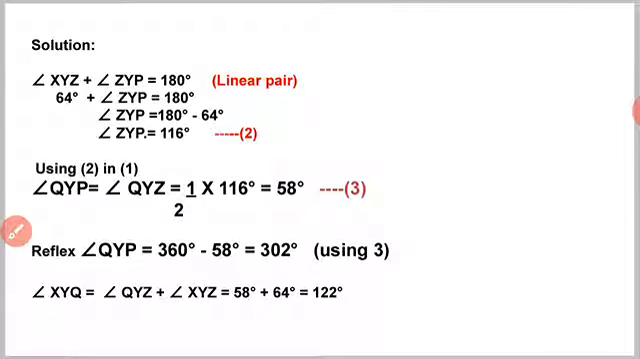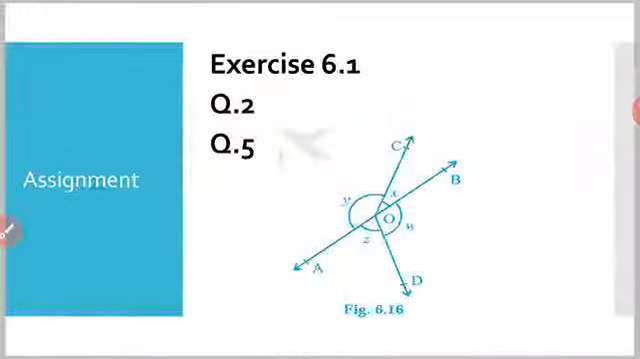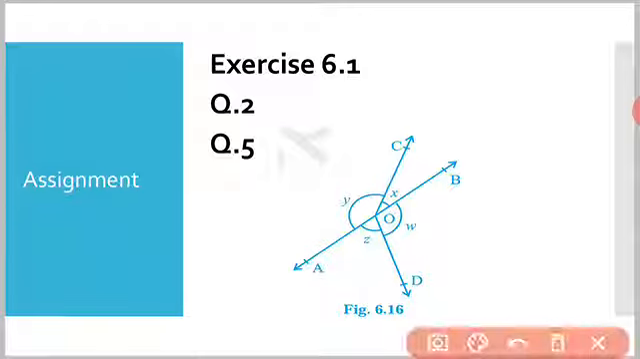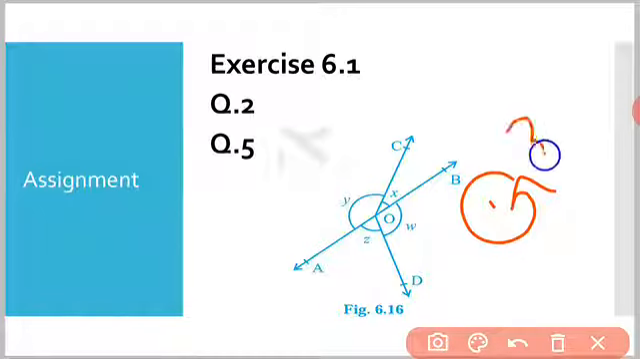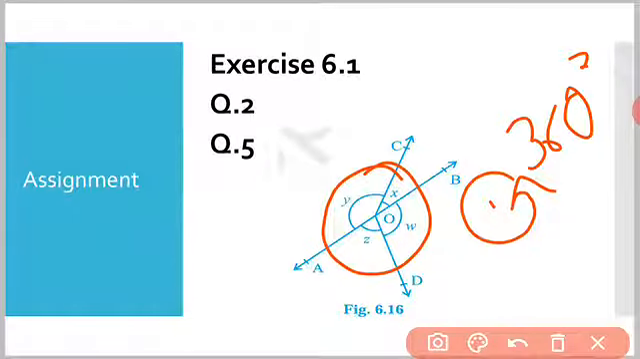So children, this is all for today, and today's assignment is exercise 6.1 question 2 and question 5. In question 5, we know angle around a point is 360 degrees. So you need to take the sum of these angles equal to 360 degrees, and then you can proceed for solving the question.